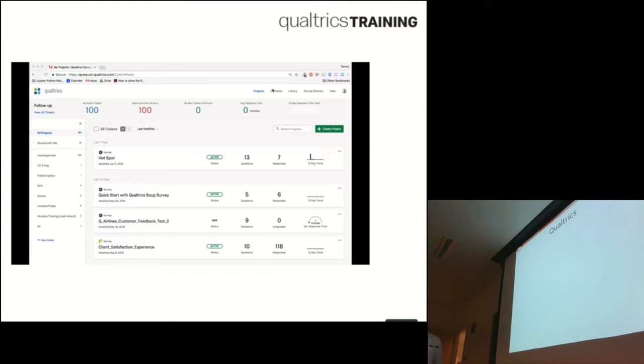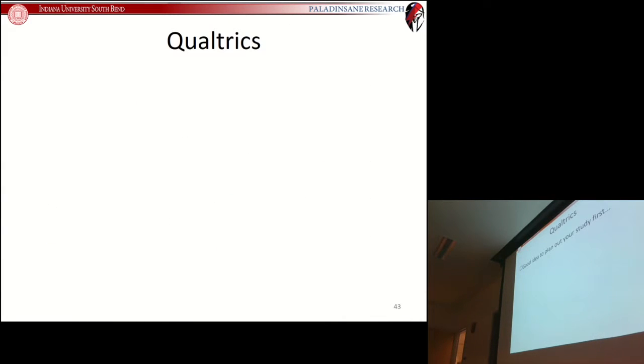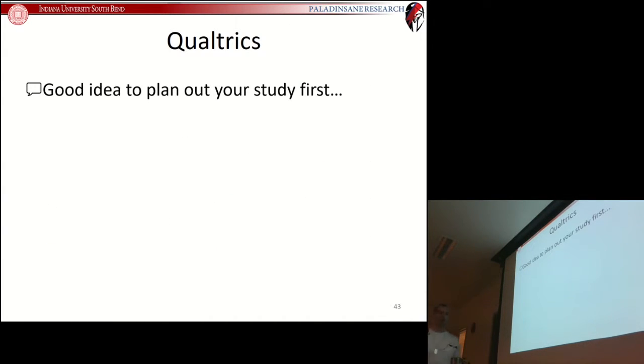All right, so again, when you're going to use Qualtrics, it's a good idea to have a general plan of what your study is going to be before you go to Qualtrics, so you can identify questions that belong together in different blocks, which blocks lead to other blocks, and which ones need to be randomized and which ones do not.